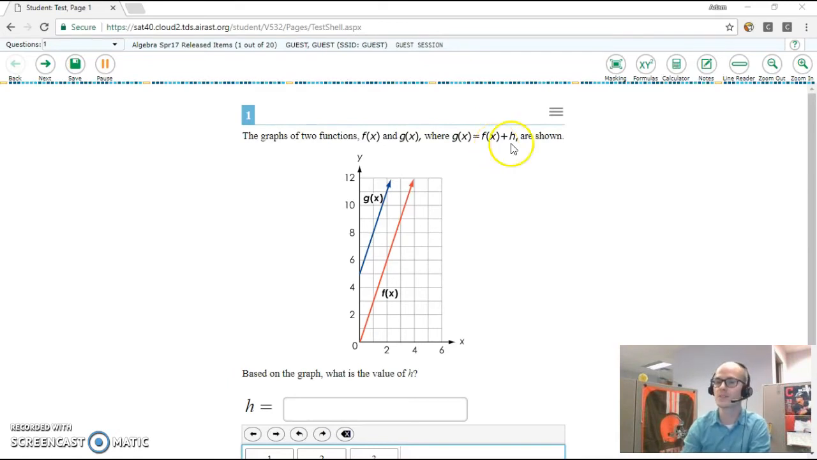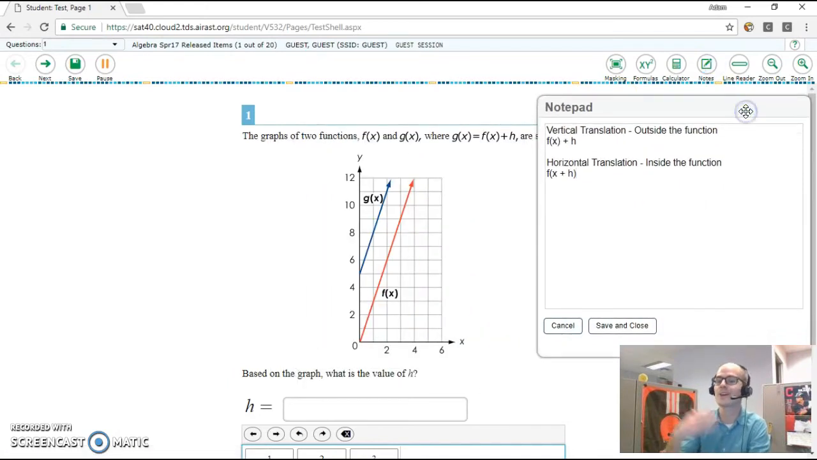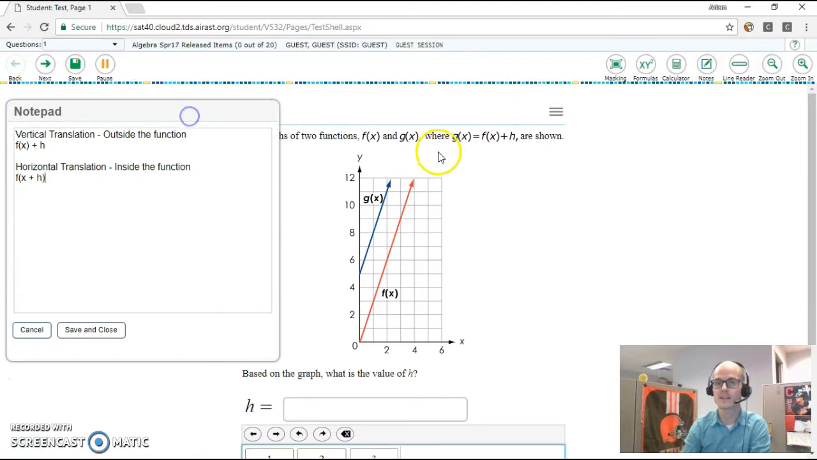Now, I did have some notes saved so we can remember what a function translation is. If you check it out here, it tells us that a vertical translation is outside the function, and it's done if you add a constant like h to the outside. It's going to shift it up or down. The horizontal will be left and right. That's inside the function. Now, as we see here, we have g of x equals f of x plus h outside. We know it's shifting it up or down. And you can kind of clearly see that visually. You see this red graph is being shifted up to the blue one.